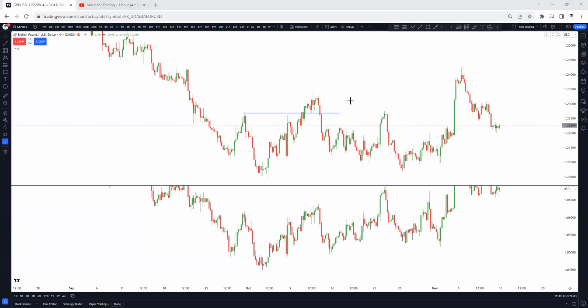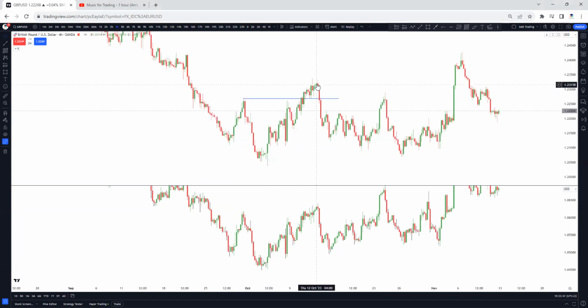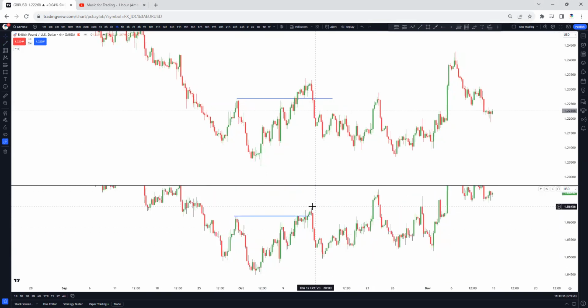Okay, so now price comes, takes out this high, and then I compare it with EU. EU takes the high, however, not as much as I would have wanted. So therefore, I regard it as a grab of liquidity and then a reversal.